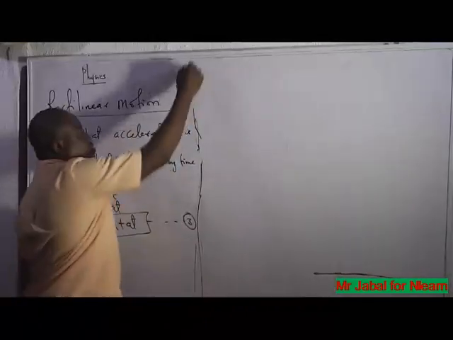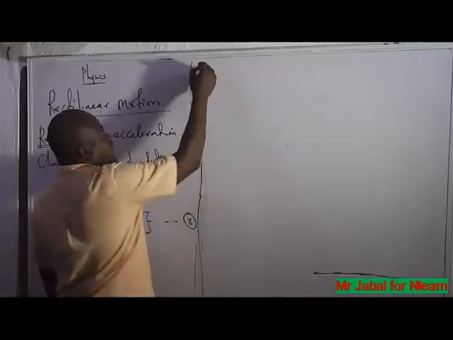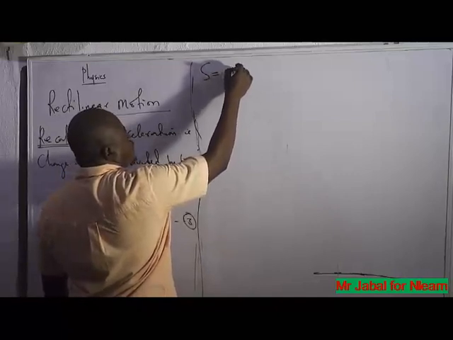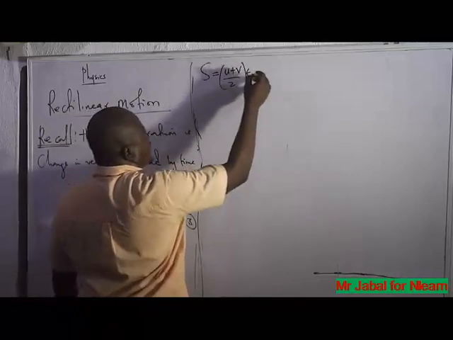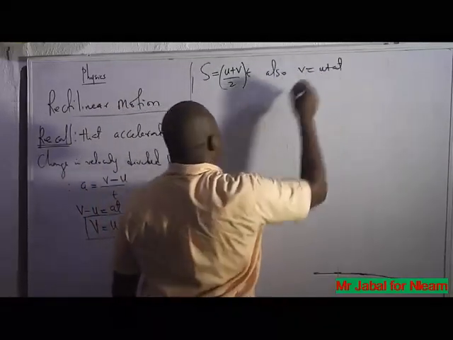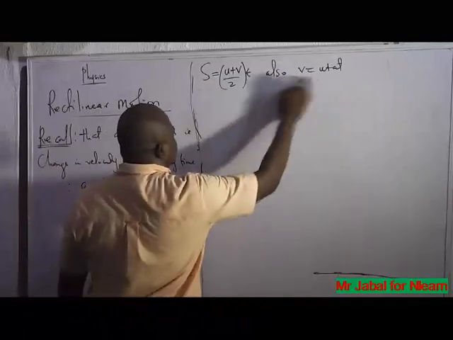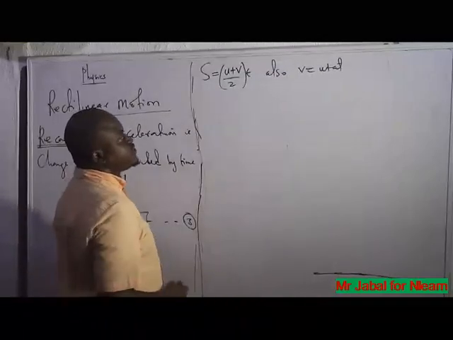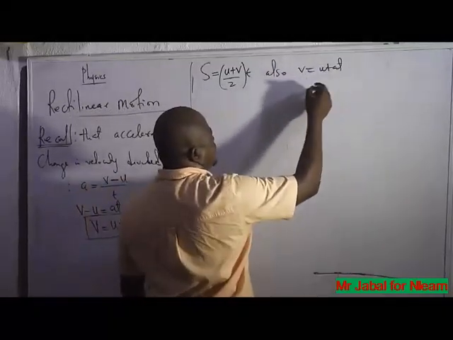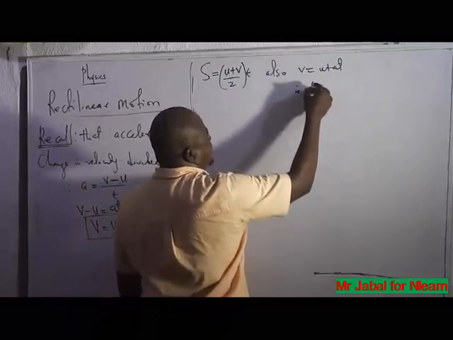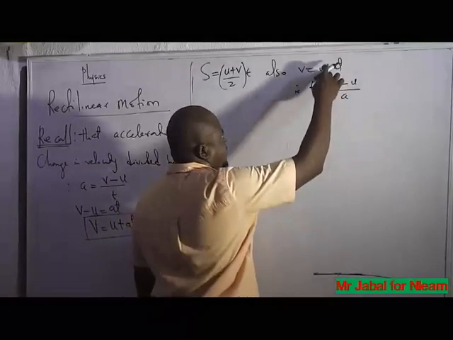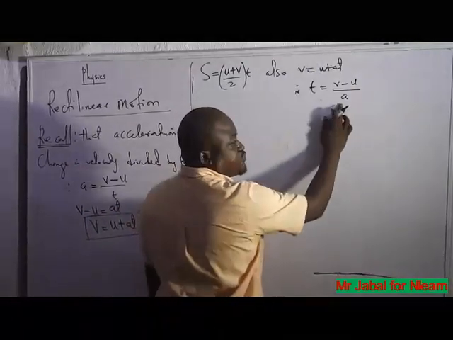Okay, now from these two equations, I recall this: S is U plus V over 2, into bracket T. Also, V is equal to U plus AT. That's equation 1. Let's bring them together. From here, I can make T the subject of the formula, that is, T is equal to V minus U over A.